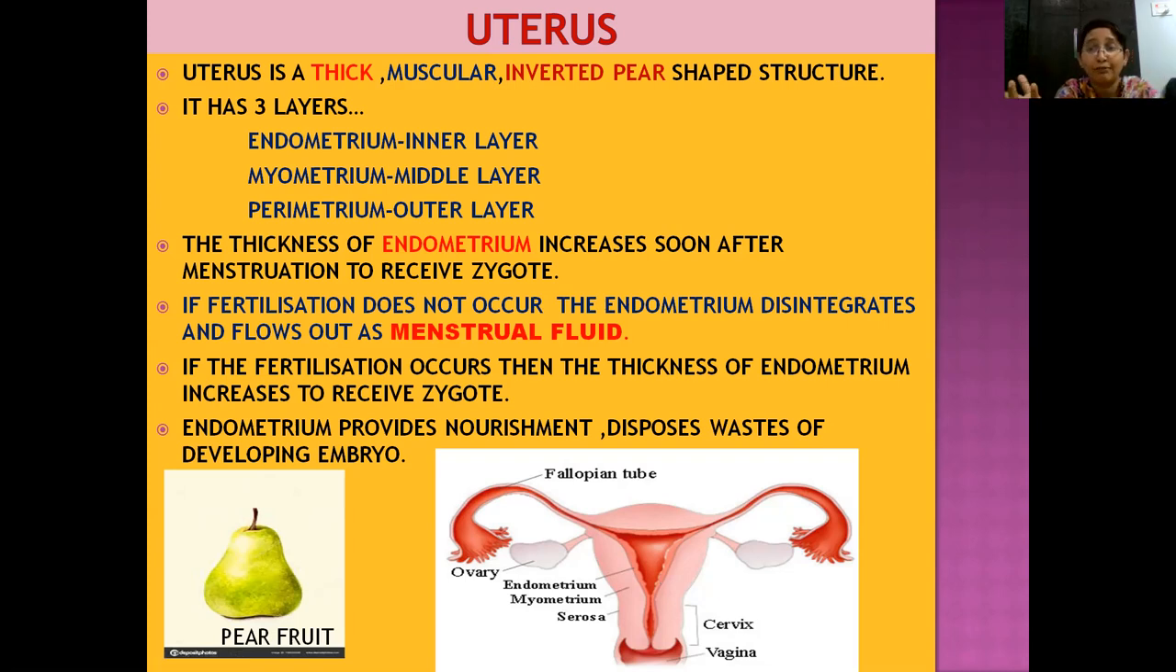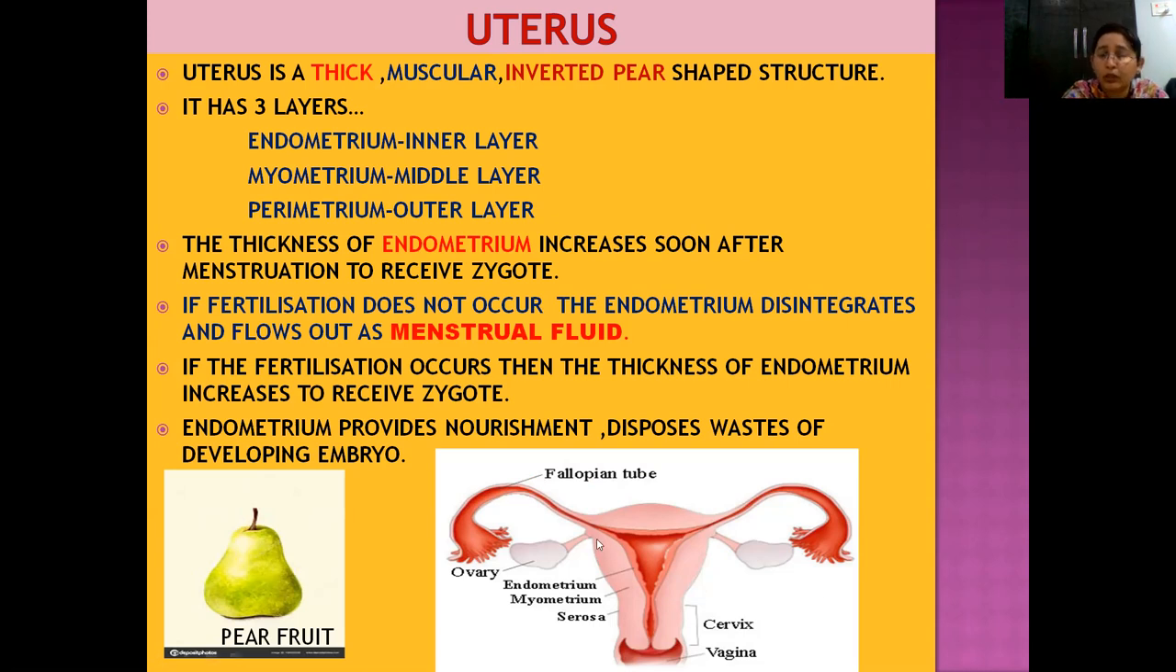So to carry the fetus up to 9 months, how should the uterus be? The uterus should be very thick, isn't it? So it should go on adding extra layers so that it can become thick to bear that fetus.